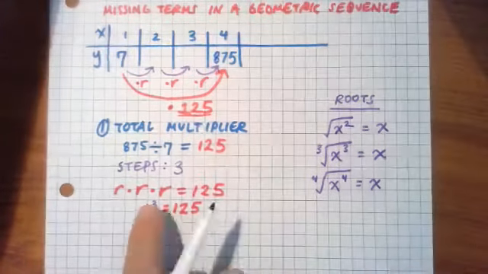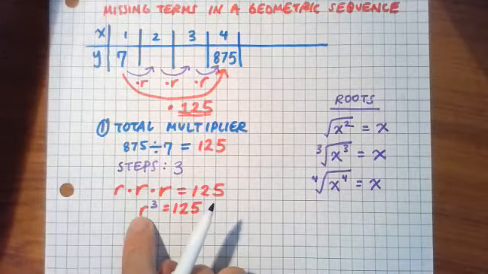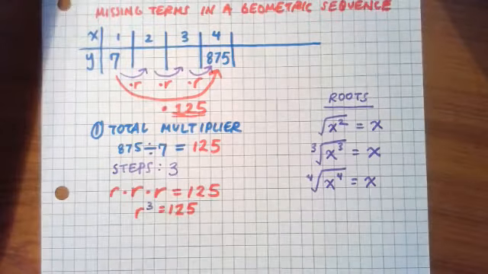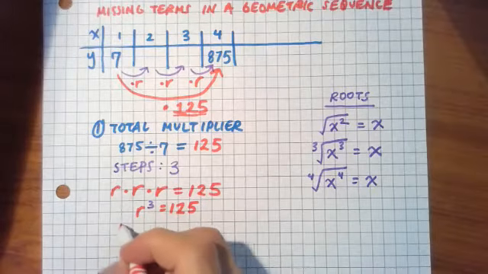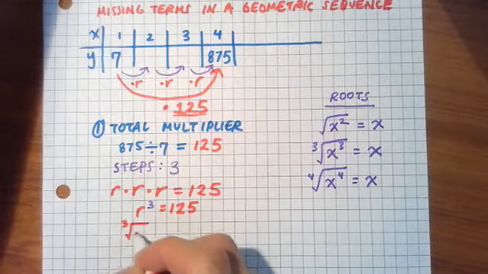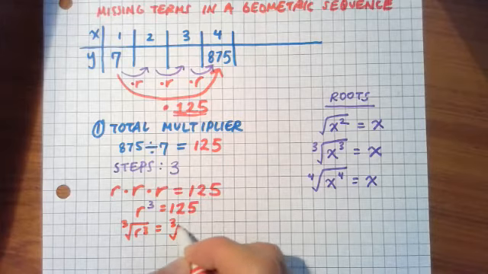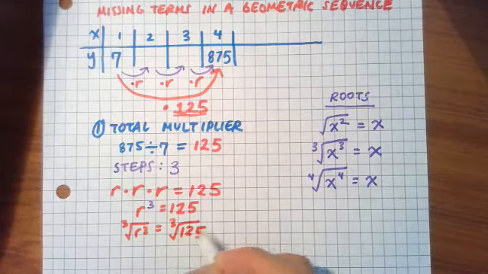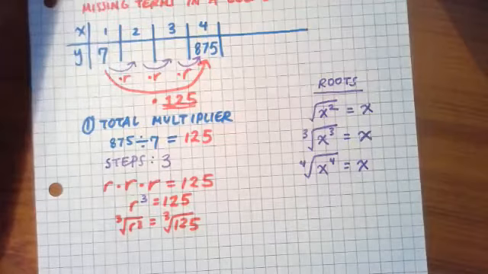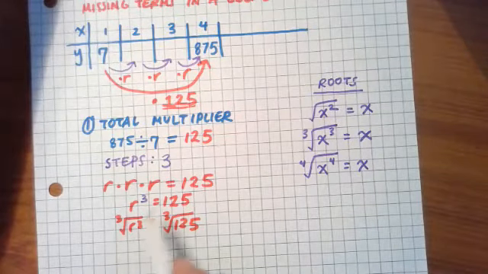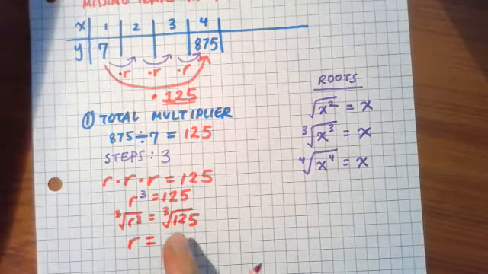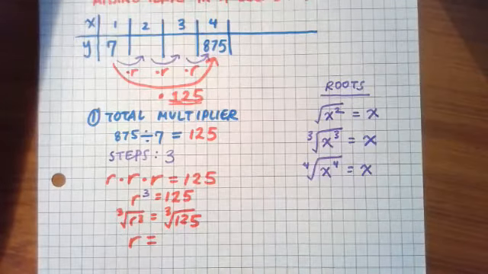Okay, so now to go back here, to undo this taking r to the third power, I'm going to take the third root of all that. So the third root of r to the third power, and then I'm going to take the third root of 125 as well to keep the equation balanced. So then on the left, I'm just left with r is equal to the third root of 125.